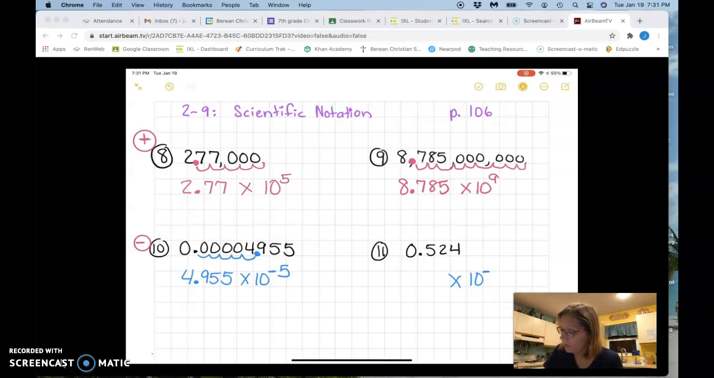Let's do the same thing over here. Again, put the decimal between the first two numbers that are not 0 to make a number between 1 and 10. 5.24. Now count how many hops we moved the decimal for the exponent. 1. And that was a hard one, right? We moved it 1 time. Okay? So, big number, positive exponent, small number, negative exponent.